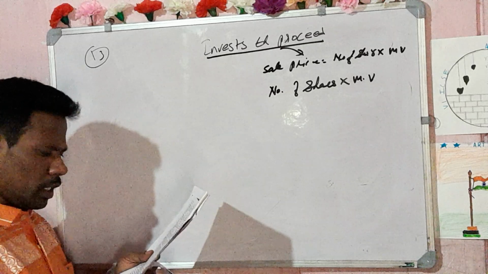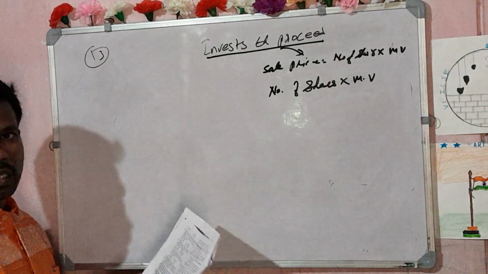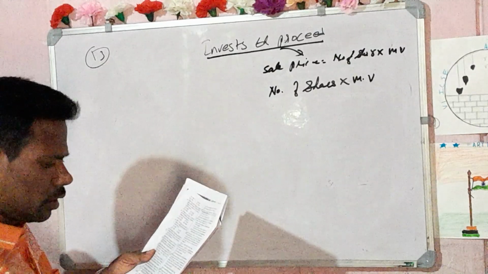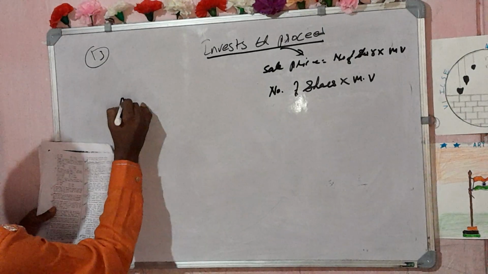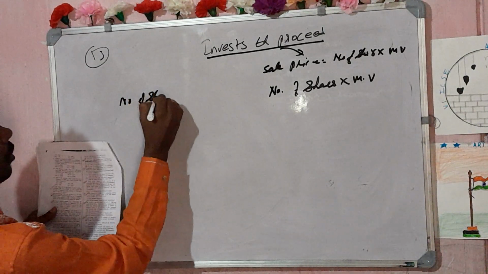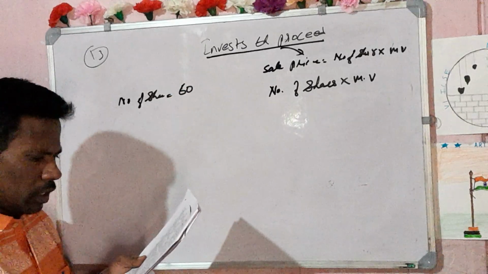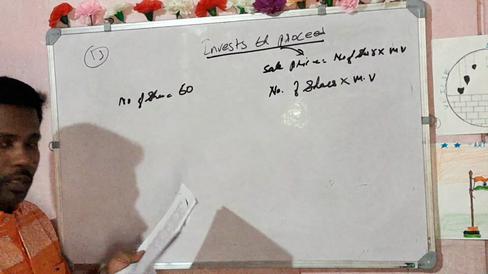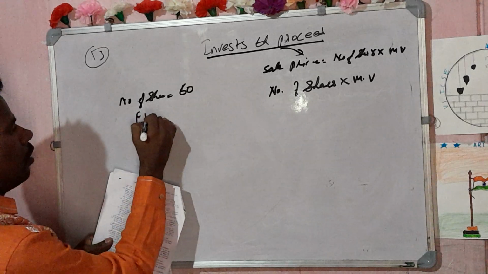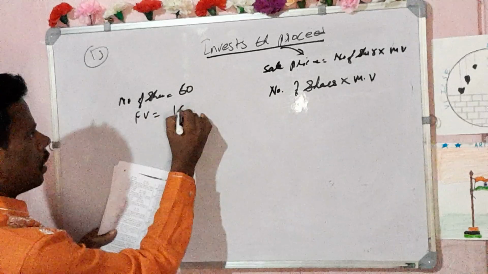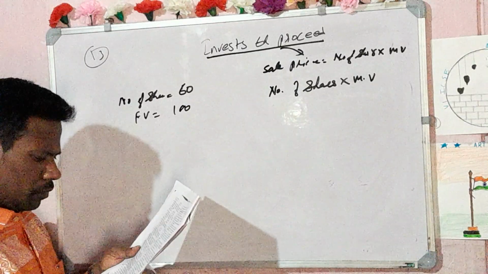So next, Mr. Sharma invests. Again, write down all the conditions, and the problem becomes very easy. Mr. Sharma has 60 shares. Number of shares is 60, and face value is 100. Nominal value or face value, both are the same. Nominal value is 100. Next, what is given?